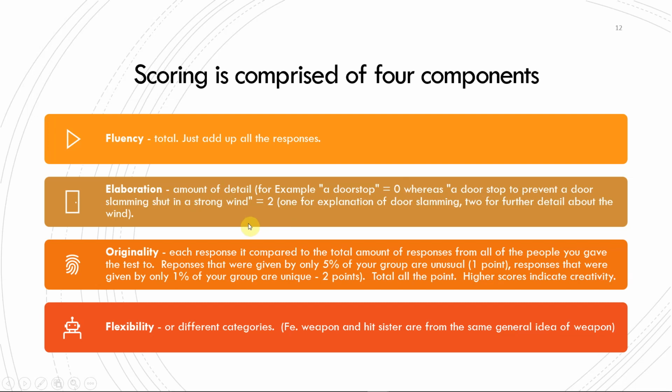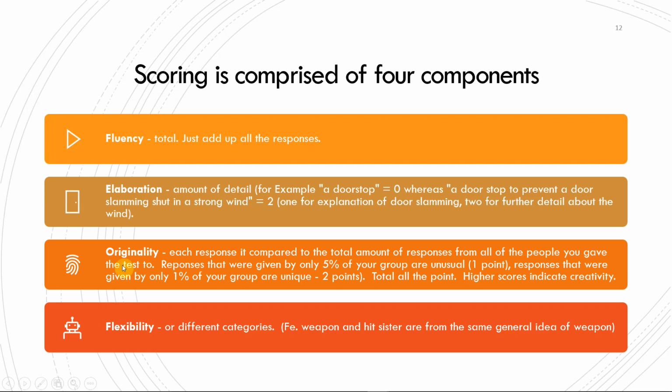Elaboration is basically the amount of detail that you come up with. Say, for example, I gave you a brick and I said, list all the different ways you can use this brick. If you just said you could use it for a doorstop, okay. But if you said you could use it for a doorstop to prevent a door from slamming shut in a strong wind, you'd actually get more points because you elaborated. Creative people tend to elaborate a lot. They see things very vividly, in clear detail, instead of just an abstract idea.